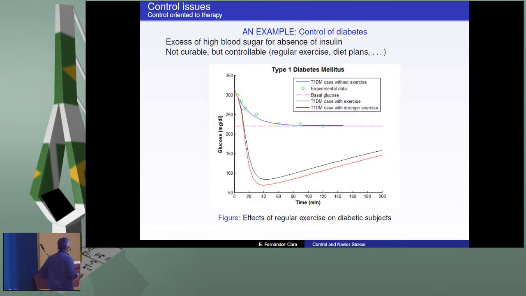This is an example of application of control problems, the control of diabetes. Diabetes is the excess of high blood sugar for absence of insulin in the body. It is not curable. Diabetic people have to support the illness all their life. But it's controllable, by applying regular exercise, diet plans, etc. The way you have to plan all this is a typical control problem. It can be written as a control problem of the kind that we have seen before.